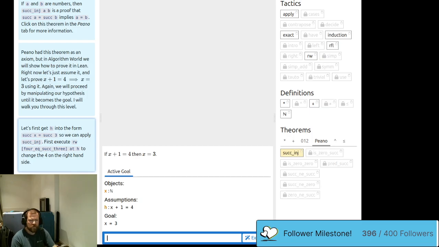Okay. If A and B are numbers, then successive injective. AB is a proof that successive A equals successive B implies that A equals B. Use this, click on this theorem in the Peano tab for more.